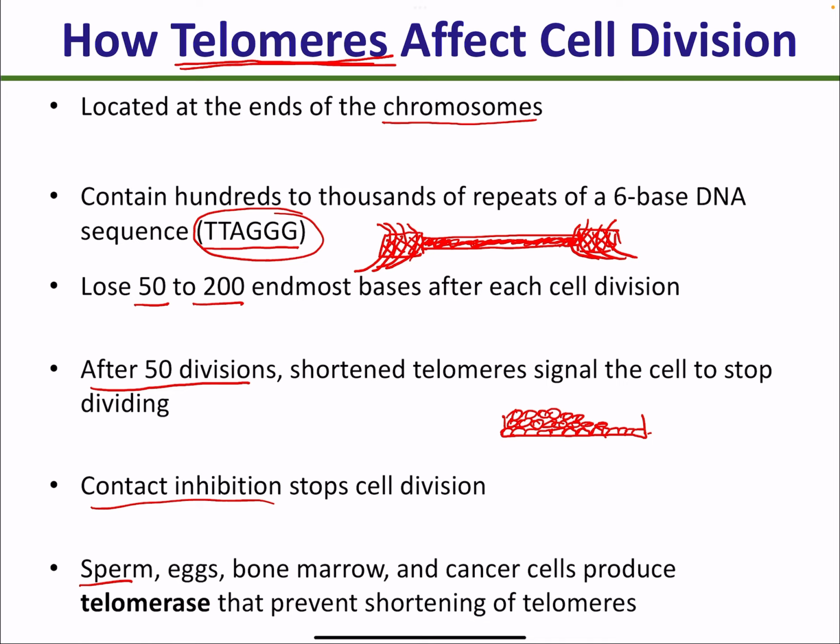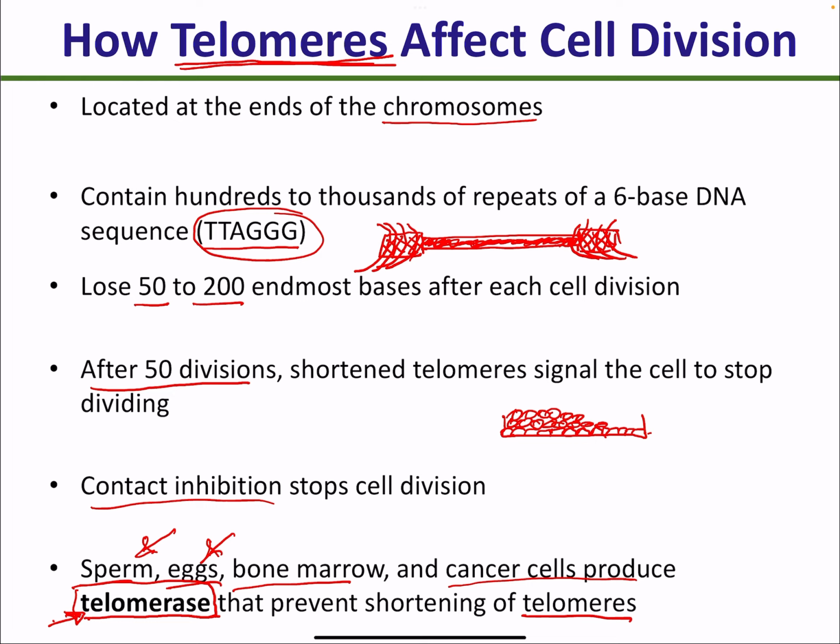Sperm cells, egg cells, the bone marrow, and cancer cells can reproduce continuously. They can reproduce continuously because they are expressing an enzyme called telomerase. This telomerase is responsible for preventing the shortening of telomeres. Cancer cells express telomerase. That's why these cells are immortal. Sperm cells produce telomerase. That's why a male can produce human sperm all the time, right? And egg cells also have this.